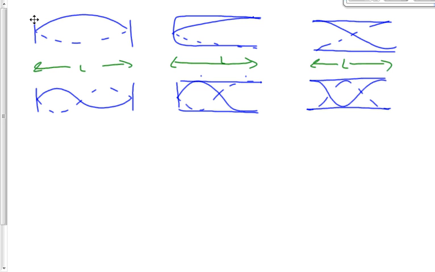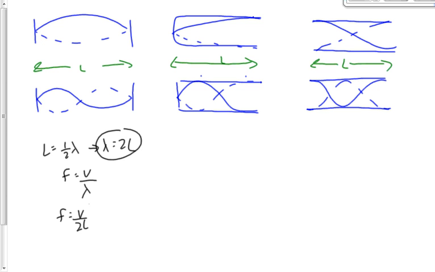The length of the first one is 1/2 of lambda. Lambda is therefore equal to 2L. F is therefore equal to V over lambda, which, since lambda is 2L, means F is equal to V over 2L. That's the equation for the first harmonic of the first situation that we saw, where we have both ends fixed.